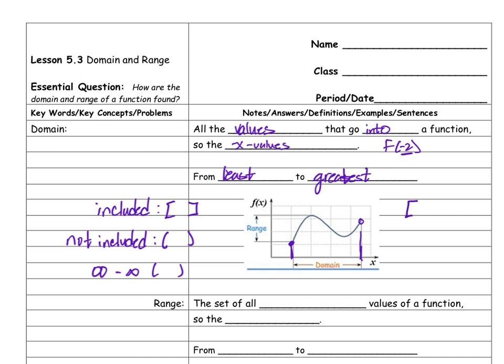So it's a closed dot at 1. And then at 4.5, it's an open dot, so it would be not included. So my domain would go from 1 to 4.5. Okay? Questions on that so far? Are we okay?